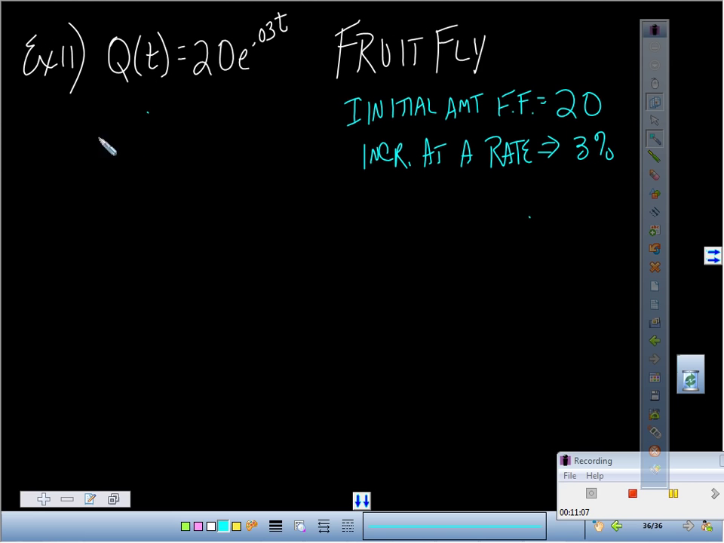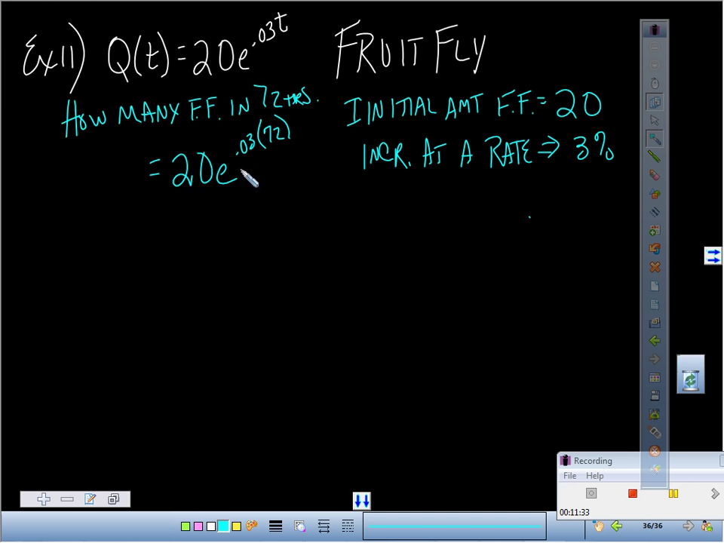This is the percent. Now, here's what I want to know. How many fruit flies in 72 hours? How long is 72 hours? 3 days. So y'all are just going to plug it in. 20 times e raised to the 0.03 times 72. Because it said t, it told you in the problem. It says t was the time in hours. So you had to leave it as that 72.